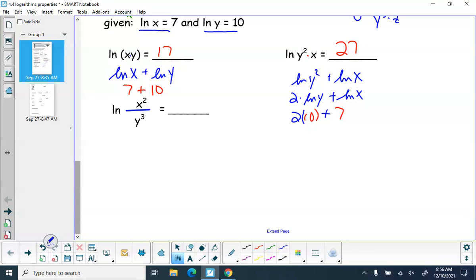Callie, breaking these apart? How can we break these apart? Okay, so she brought the exponent out front already. We can have ln of x squared minus the ln of y cubed. The 2 will come out. The 3 will come out. So we have 2 times ln of x, which is 7, minus 3 times the ln of y, which is 10. So we have 2 times 7 minus 3 times 10. Brianna, what do you come up with? Negative 16.